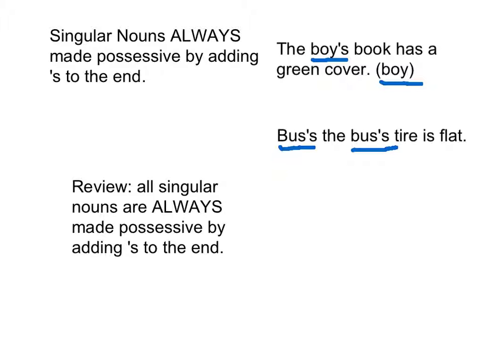How do we make bus, which is a singular noun, possessive? Following our rule, we just add an apostrophe S to the end of bus, and we've made it possessive. So singular nouns, very, very simple. Always remember, it's always an apostrophe S.